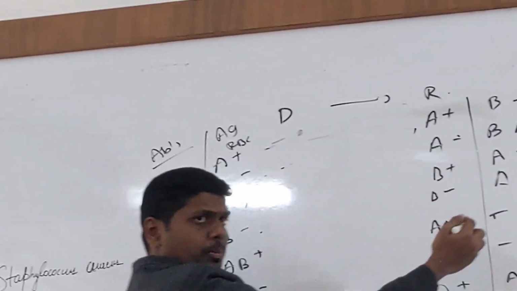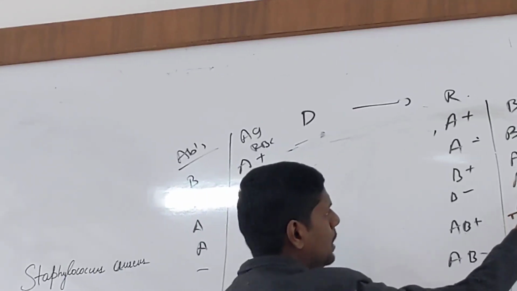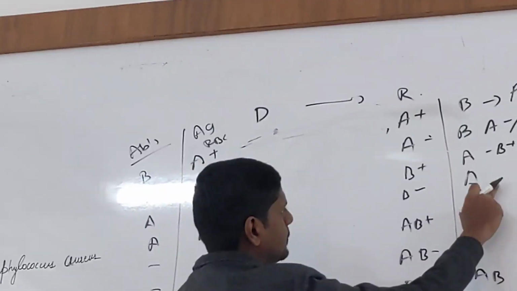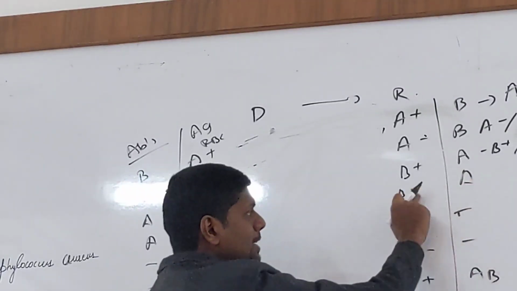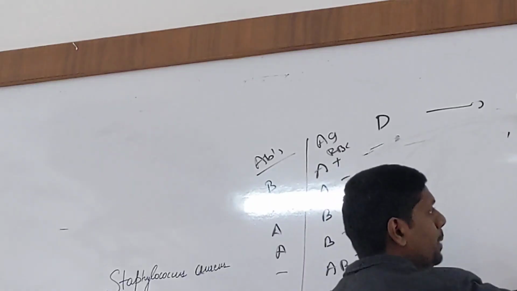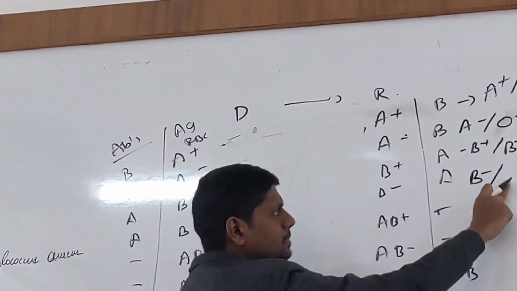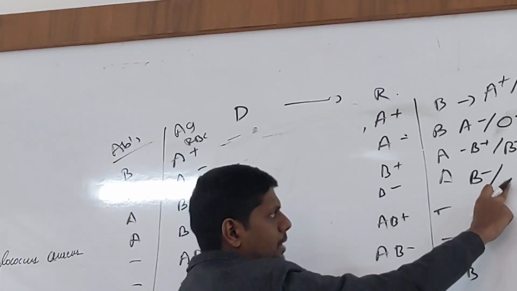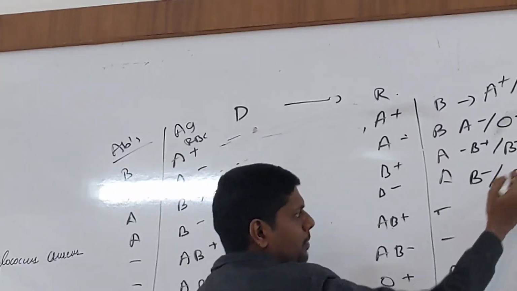Then coming to B negative. Can he receive A positive? No, sir. Now, A negative? No, sir. B positive? Can a B negative person receive B positive? No, sir. He cannot. Can he receive B negative? Yes, sir. Can he receive AB positive? No, sir. AB negative? No, sir. O positive? No, sir. O negative? Yeah.